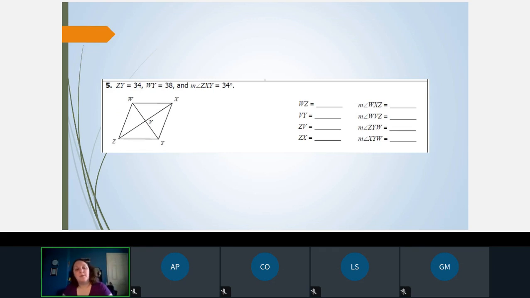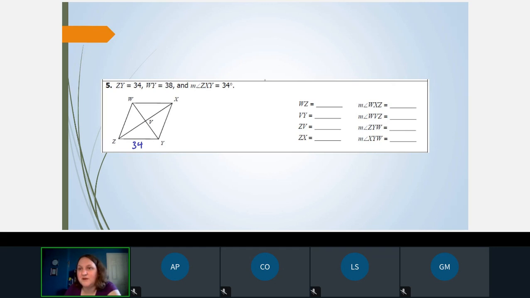Okay, so we're going to use the properties of a rhombus and find all of these missing parts. If you're like me, I like to just work with the lengths first and then work with the angles. So that's what I'm going to do here. I'm going to put the given information in the picture. ZY is 34. WY, okay, that's 38. That one's a little harder to label.